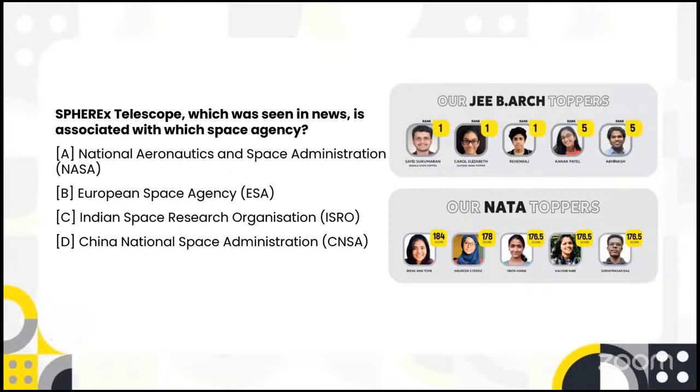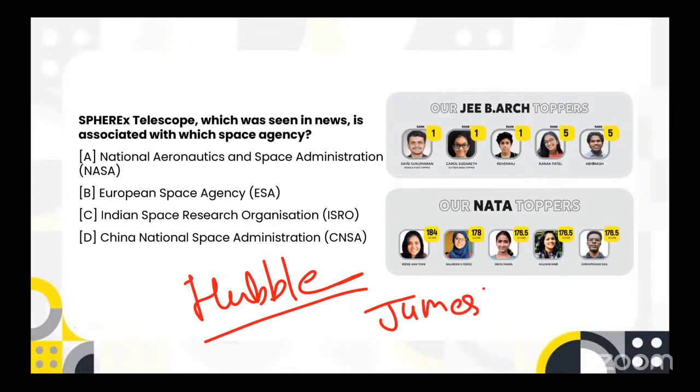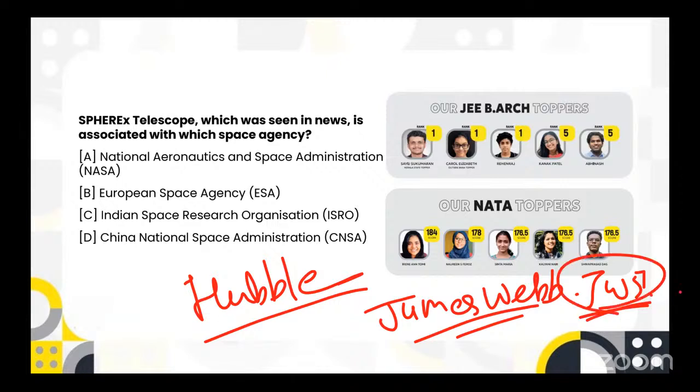Next one, again related to space only. The SPHEREx telescope, which was seen in the news, is associated with which space agency? Okay, so we have different types of space telescopes. For example, we had the Hubble telescope, a very popular old telescope, and after that we had the James Webb Space Telescope, also known as JWST. These are the two important telescopes used for observing the universe and its secrets. Many of our planets and stars were discovered by these.